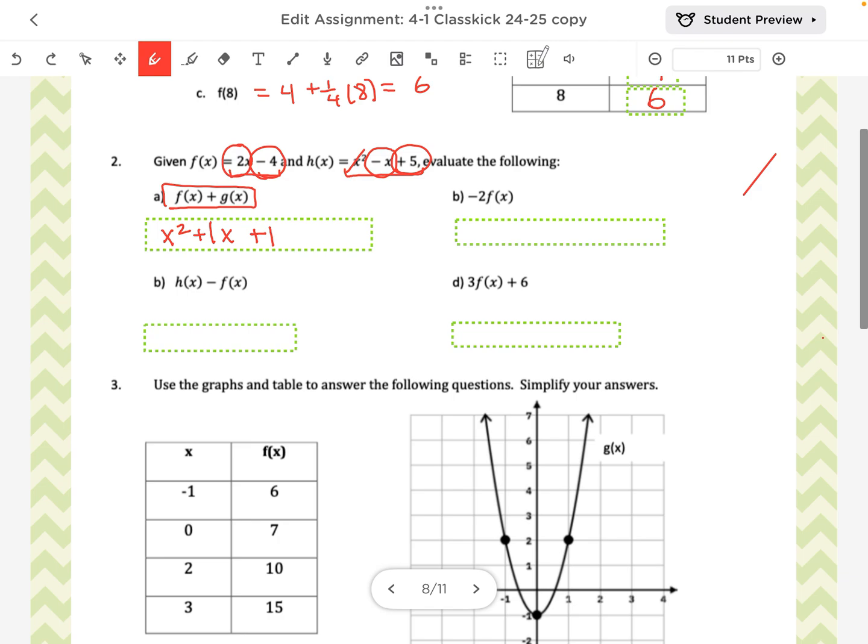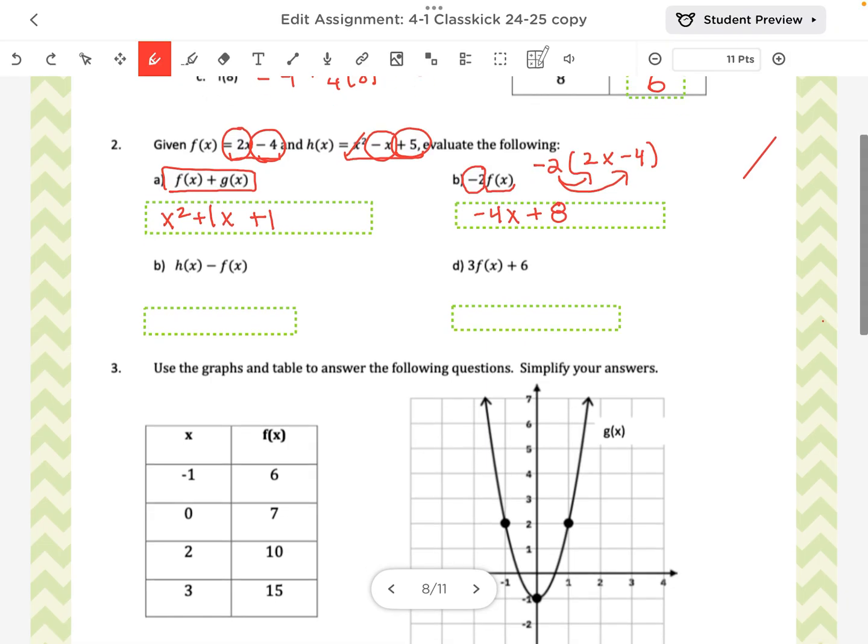The next one here says you take f of x and you're going to put a -2 in front of it, which means to multiply it. Right? There's no operation in between the 2 and the f of x, so that means to multiply. So this is what it's asking to do. So really, we're just going to go ahead and distribute. So I have -4x, and then -2 times -4 gives me a plus 8.